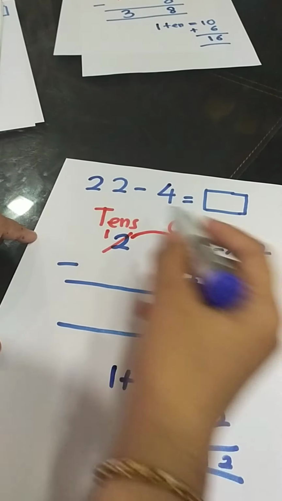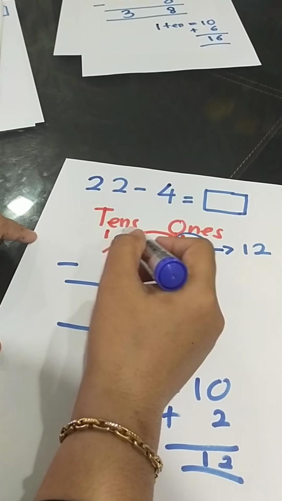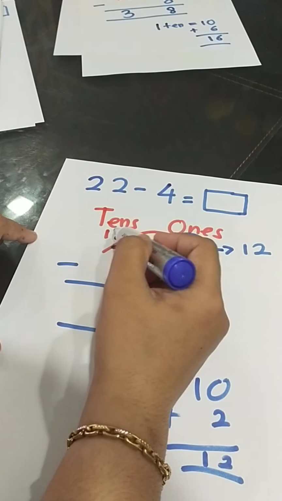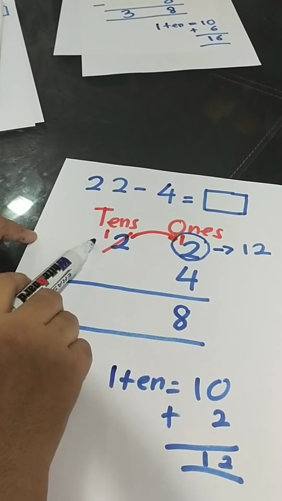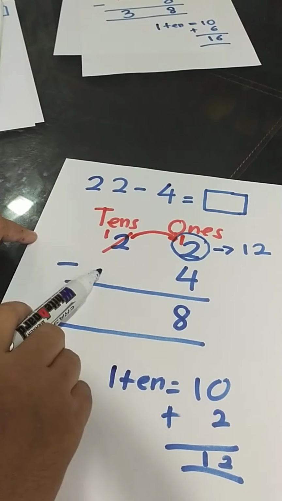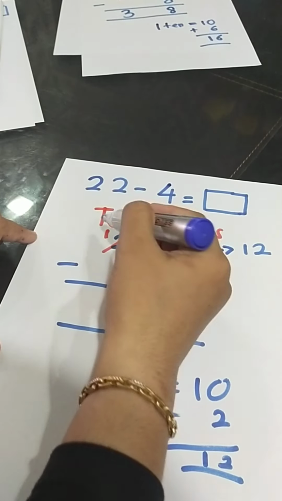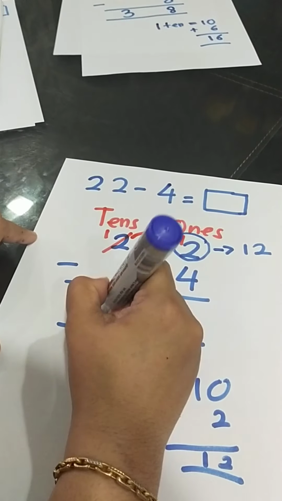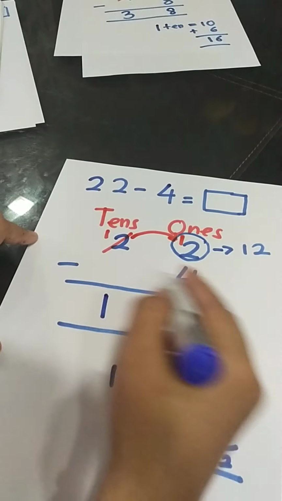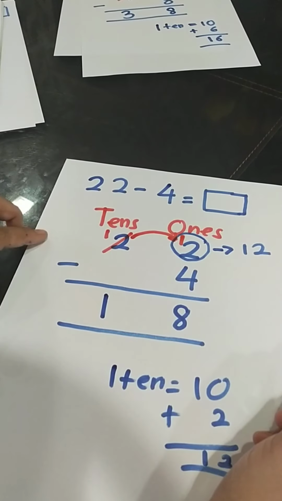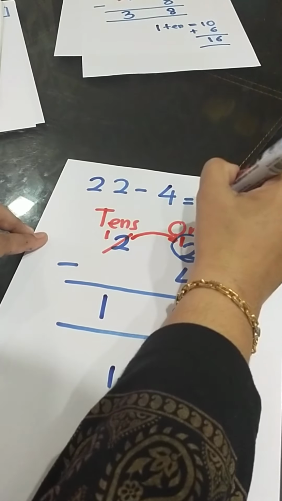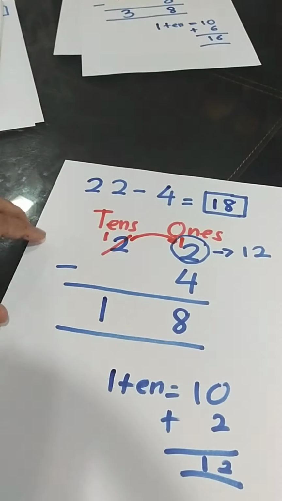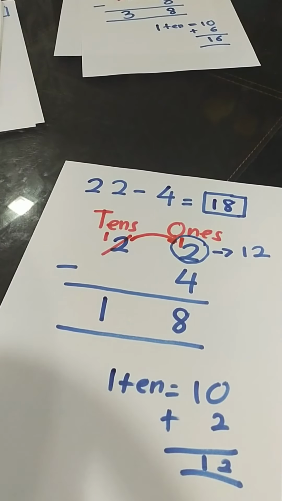Okay, now tens. The tens already have 1 ten left. 1 minus 0. So we bring down 1 here. 1. So the answer is 18. So we copy back here 18.